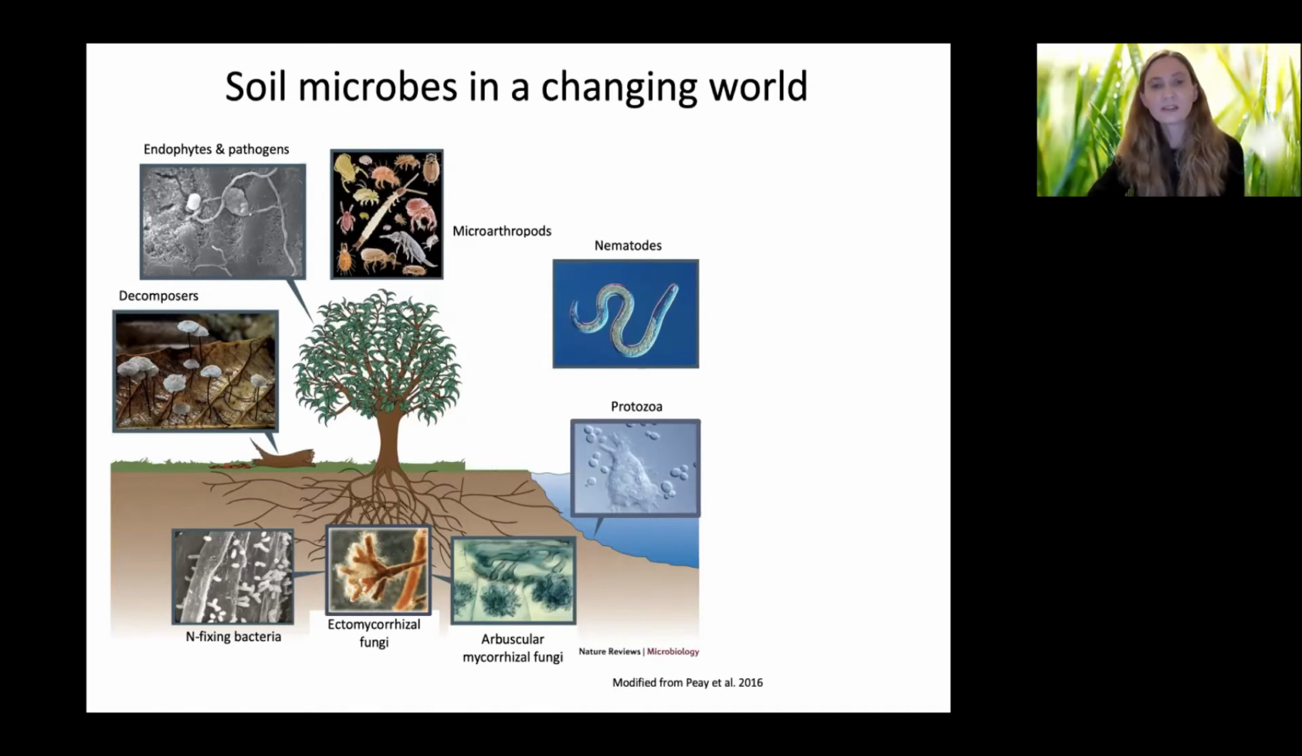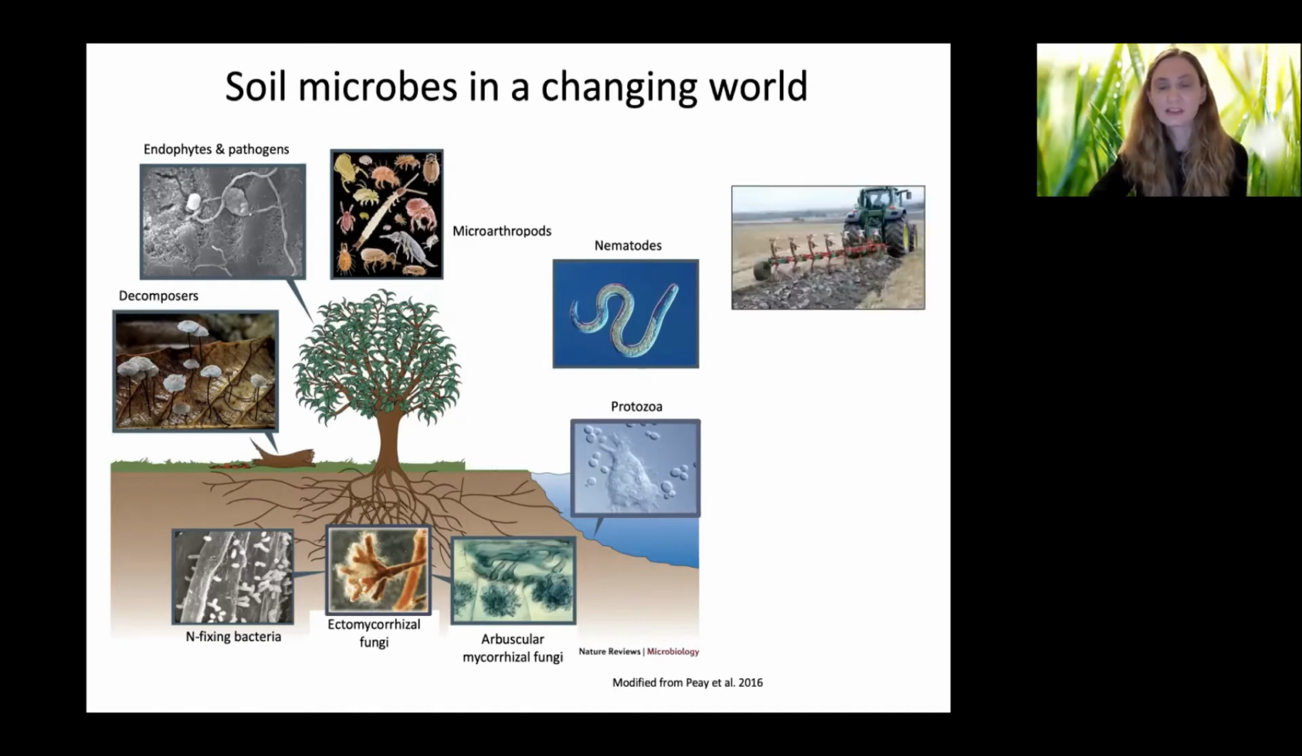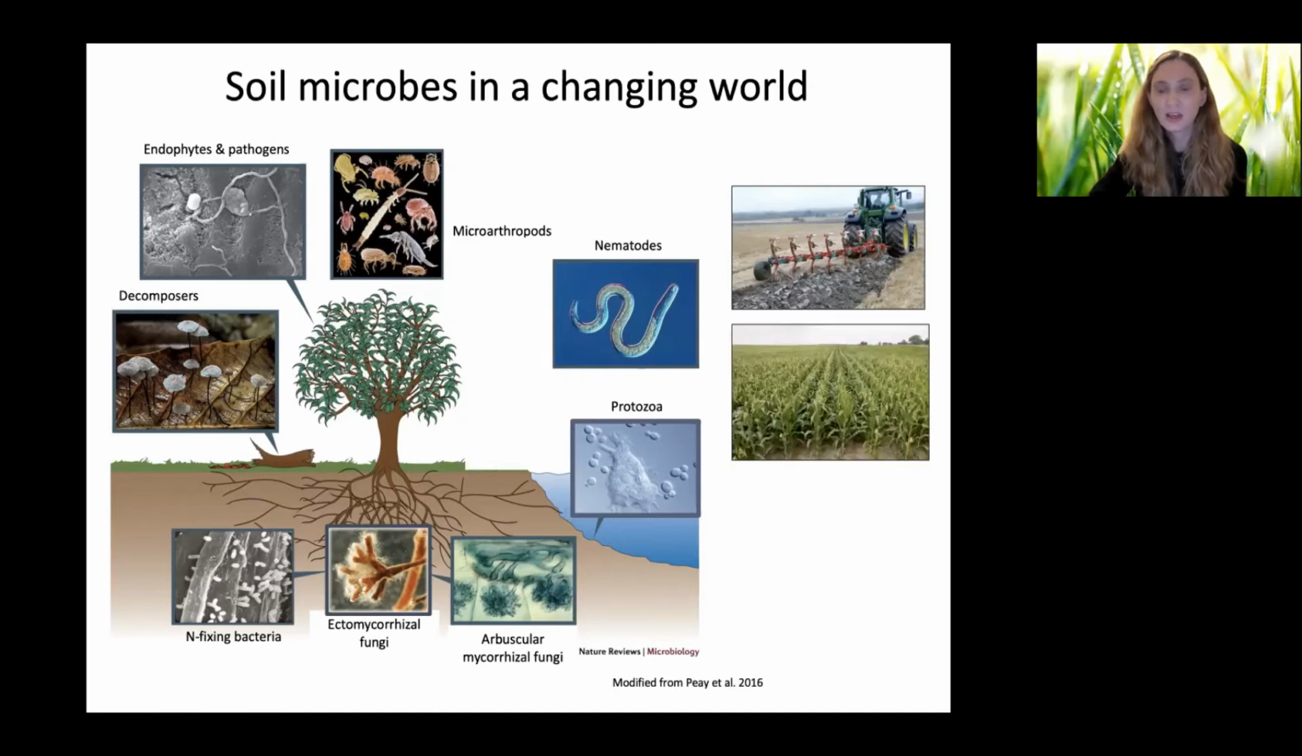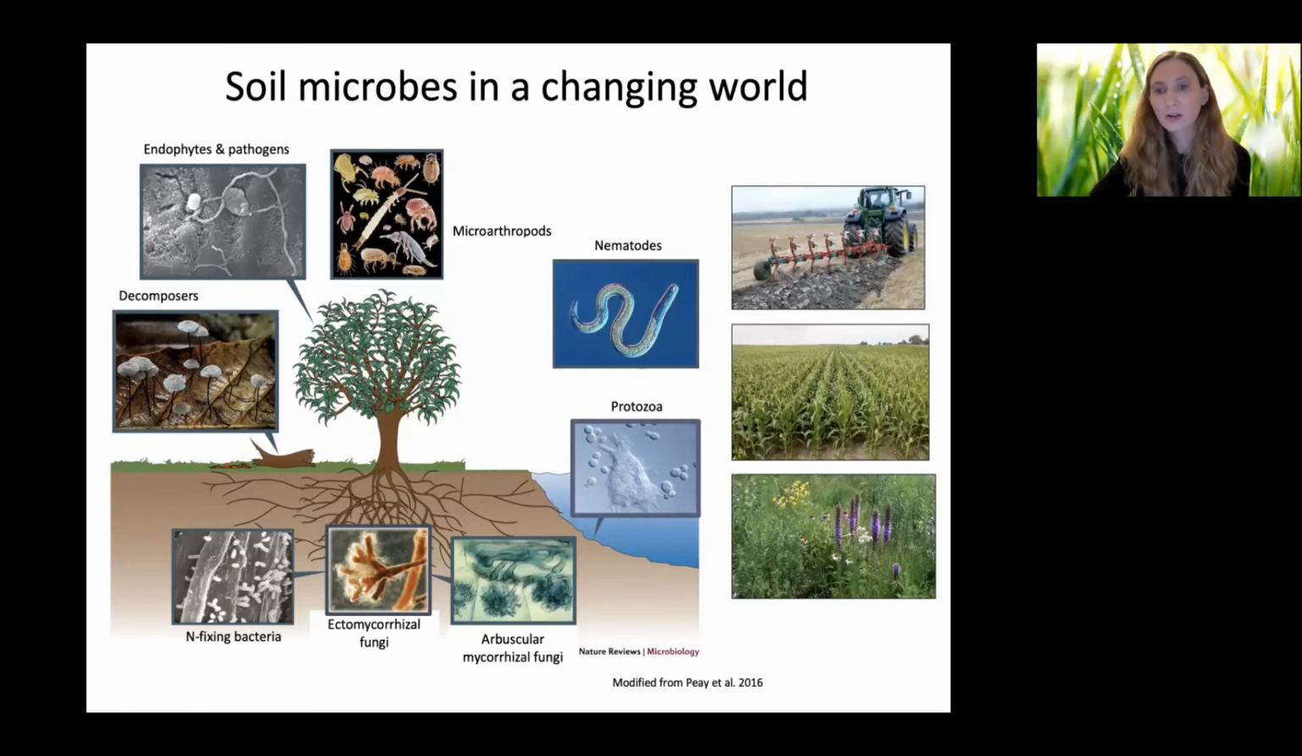All of these different organisms have been shown to be negatively impacted by different types of disturbance. This could be physical disturbance of the soil, so soil turning over. It could be the type of plant that's grown, whether it's a monocrop or a mixed plant community. And even the particular genotype of plant can have different impacts on soil organisms than others.